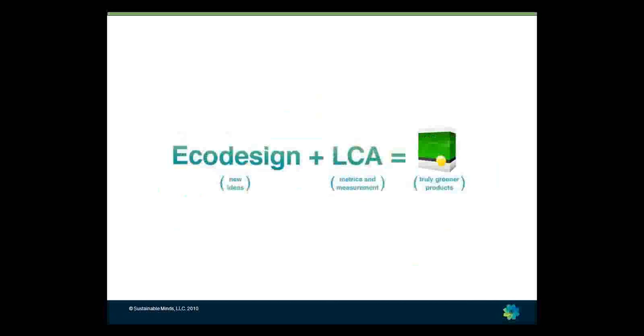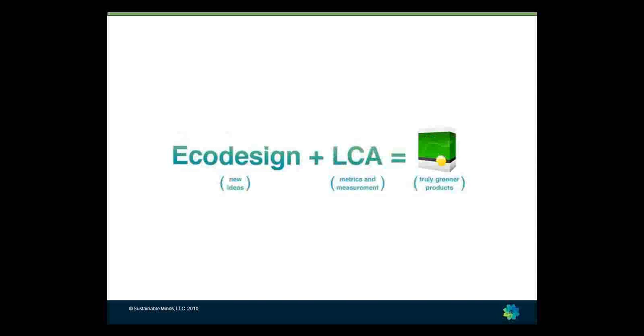Now, if you look at what LCA does and does not do, there is no such thing as a 100% green or 100% sustainable product. Everything leaves an impact. Everything uses resources. There are only improvements over baselines, comparative products, or current products. And secondly, LCA alone, doing an LCA, does not make a product greener.